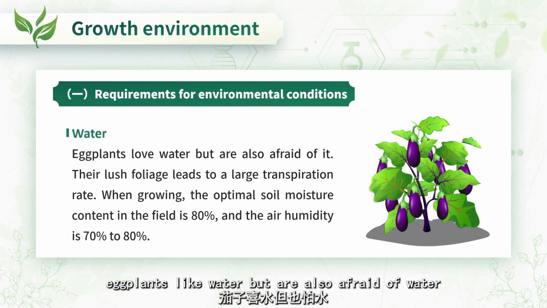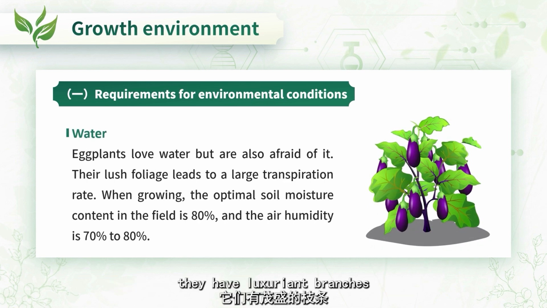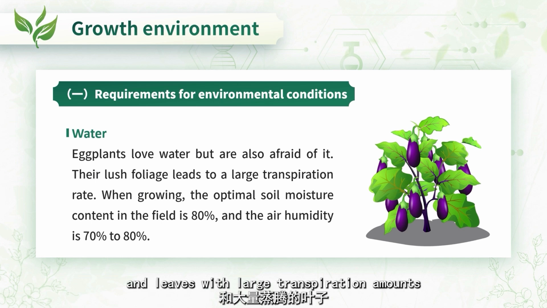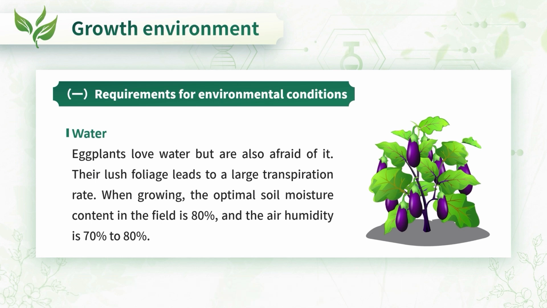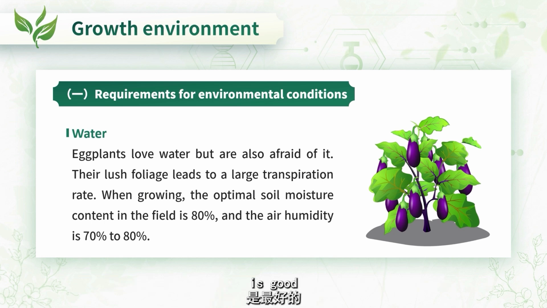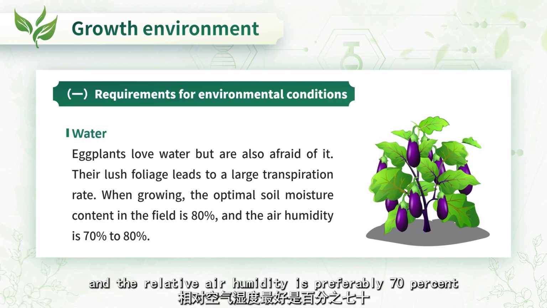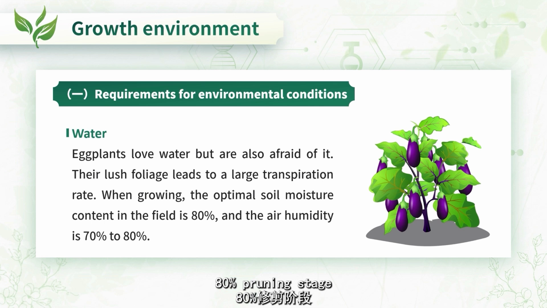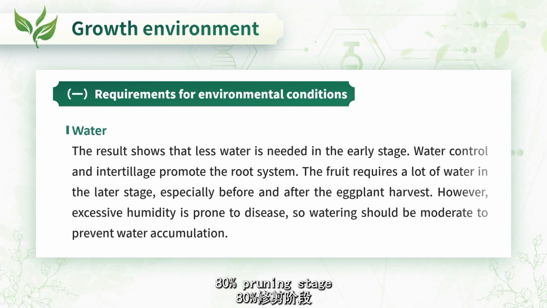Water. Eggplants like water but are also afraid of water. They have luxuriant branches and leaves with large transpiration amounts, requiring more water. During the growth period, a soil field water holding capacity of 80% is good, and the relative air humidity is preferably 70-80%. Pre-fruiting stage.